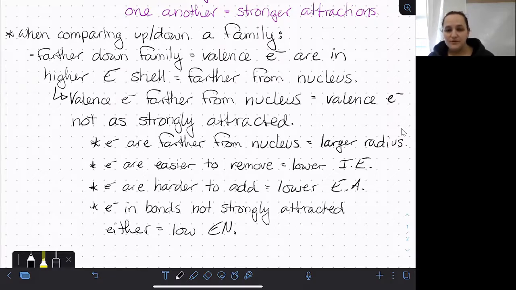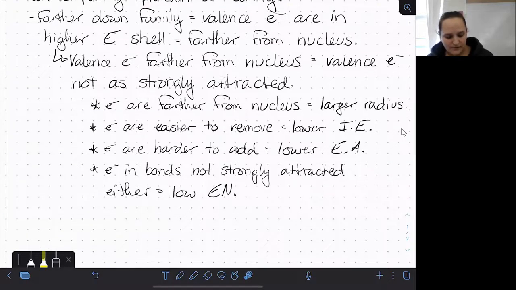So all four of these trends are really coming from this same idea that as you move down a family, you're adding shells of electrons, which makes the nucleus and the valence electrons farther away and therefore not as strongly attracted to one another. When you're comparing across a row, across a period, we have a different justification.